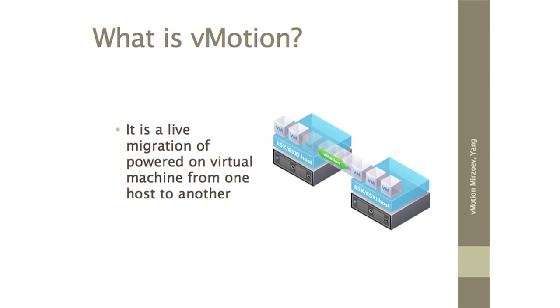vMotion is proprietary technology by VMware, and what it does, if you have two separate physical hosts, you can move a virtual machine from one host to another without shutting it down. It gives a lot of flexibility because if users are currently logged into the host that runs the virtual machine, they don't even notice anything. They just migrate to a different physical host. Of course, it sounds simple, but there's a lot of things that happen in the background.